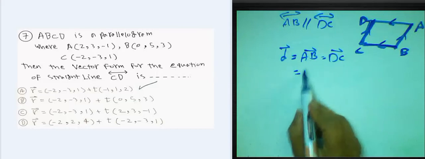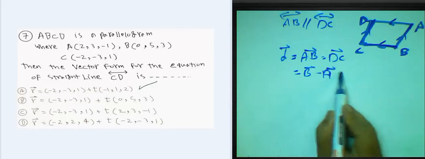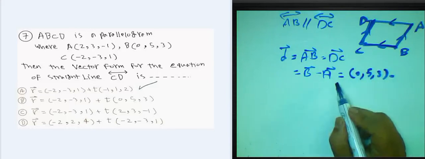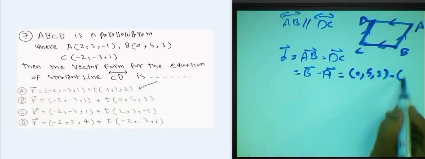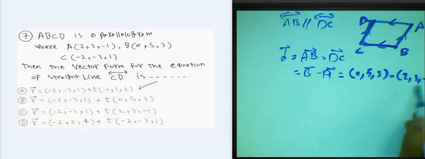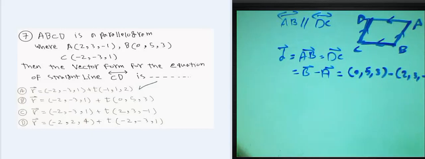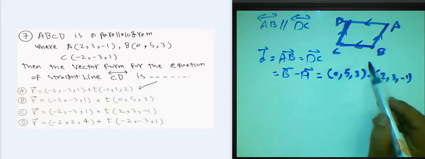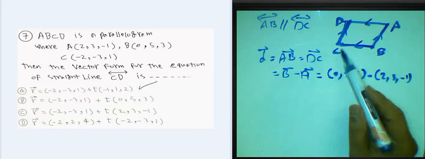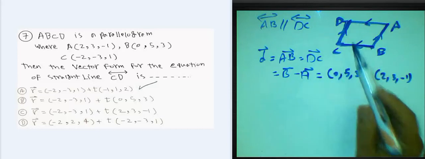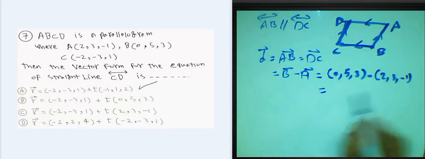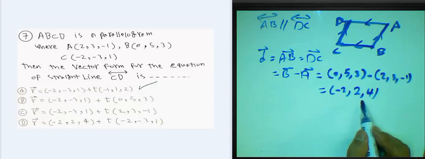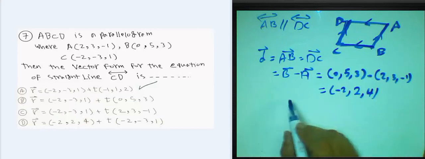AB means vector B subtract vector A. Vector B here is (0, 5, 3) subtract vector A (2, 3, negative 1). Okay, we can find the vector AB equal to vector DC, to find the straight line equation of CD. We can subtract them: 0 minus 2 equals negative 2, 5 minus 3 equals 2, 3 minus 1 equals 4.